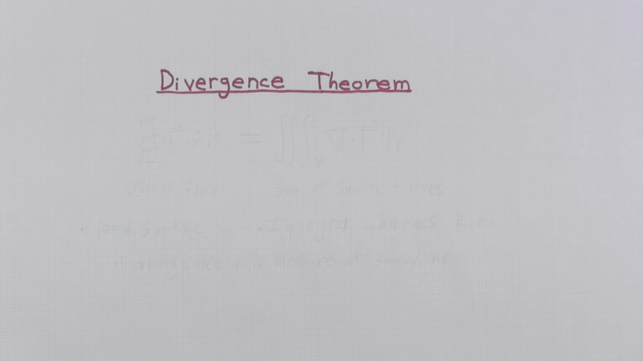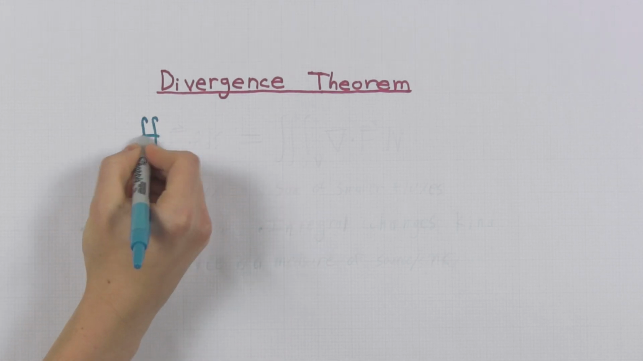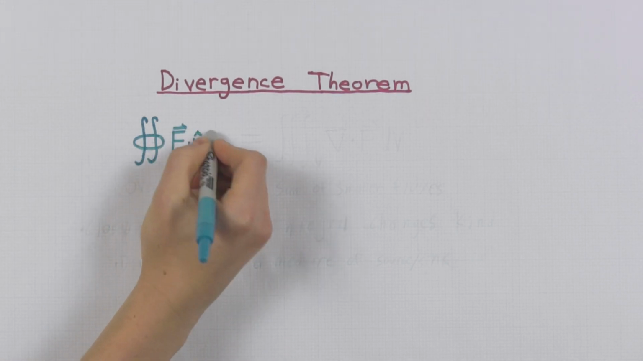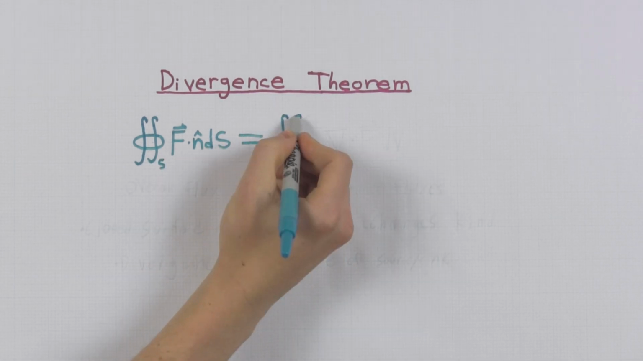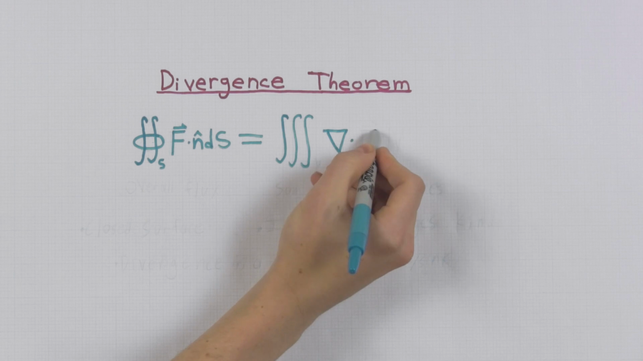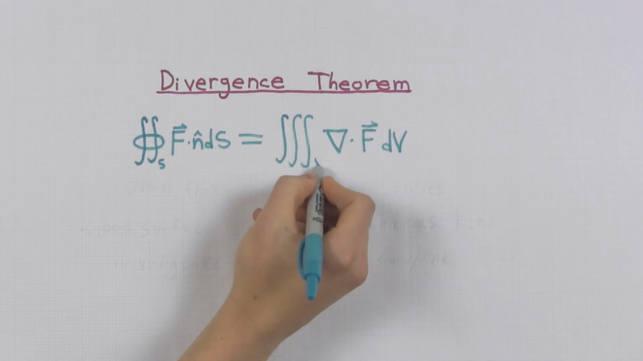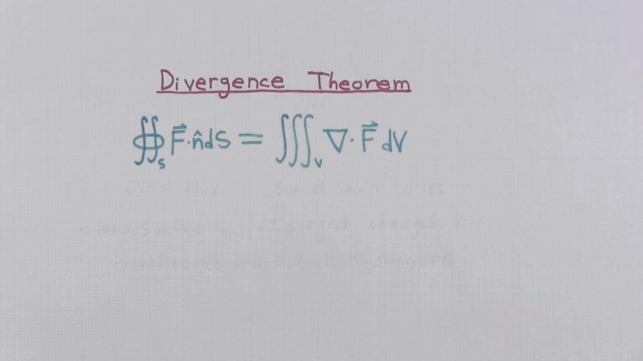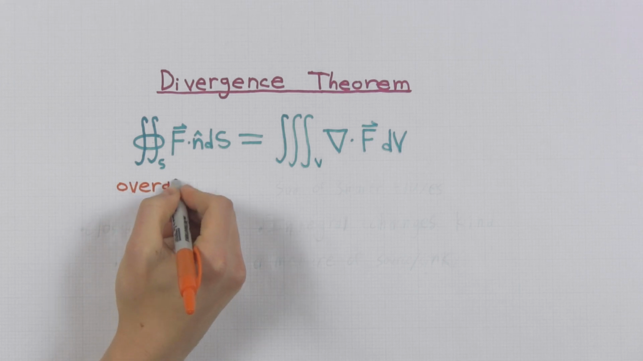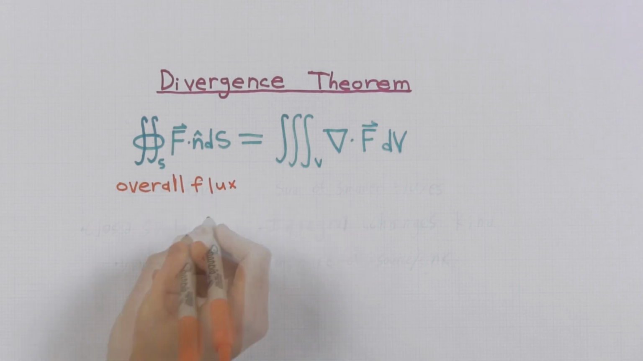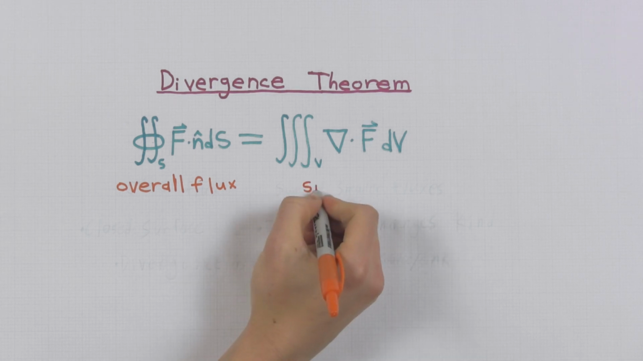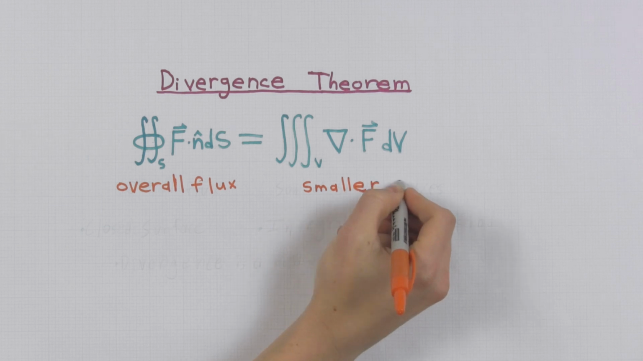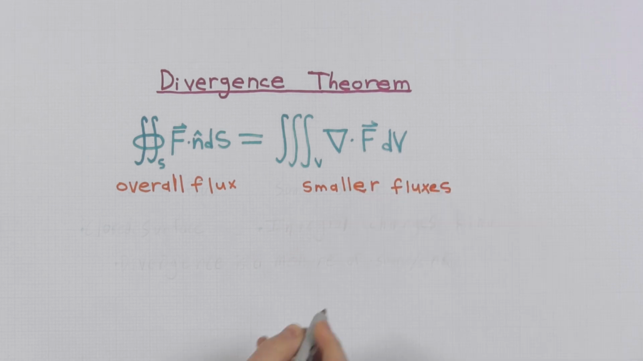So now let's look at what the divergence theorem actually says. On the left-hand side, we have the surface integral over a closed surface of F dot n hat dS. And on the right-hand side, we have the triple integral over the volume of the divergence of F times dV. This left-hand side is the overall outward flux over the closed surface, like we talked about before with our cube. Instead of calculating that, we are rewriting it as the sum over the volume of a bunch of smaller fluxes.